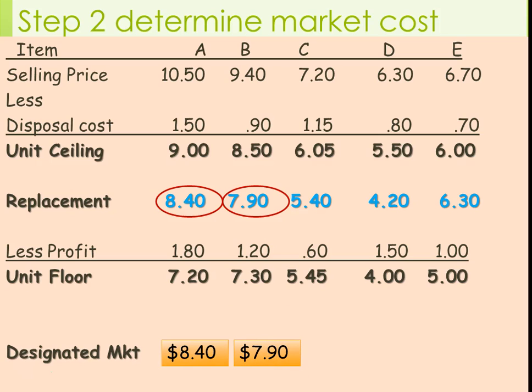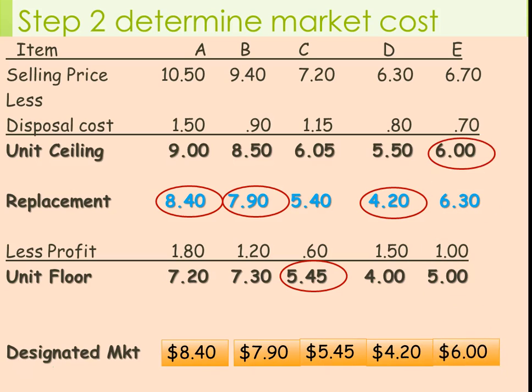For C, the $5.47 replacement cost falls below the floor, so we must use the $5.45. For D, the $4.20 falls within the range, which means we'd use the $4.20. And then for E, the $6.30 is too high, so we'd have to use the ceiling.